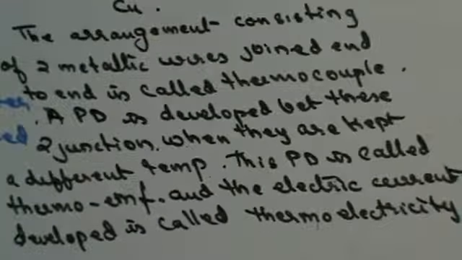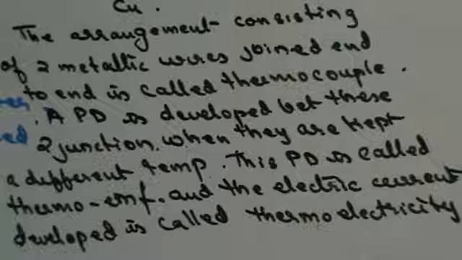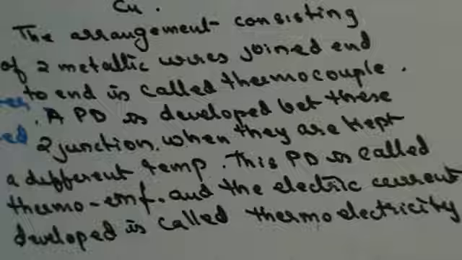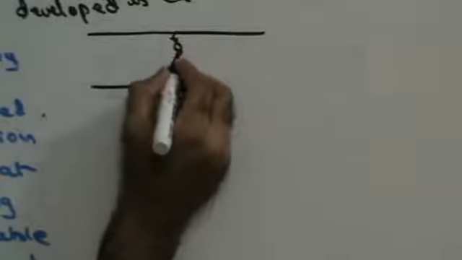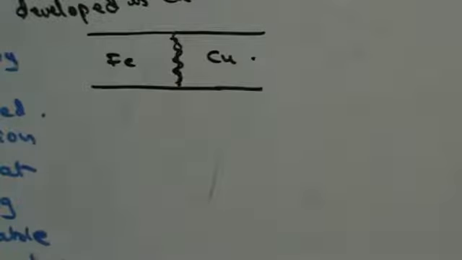Question: how can I have electricity generated just by connecting two wires of different material? Let's see how this actually works. These are two wires of different material joined end to end. Let's assume that this is the iron wire and this is the copper wire. Now, let's try to understand this.